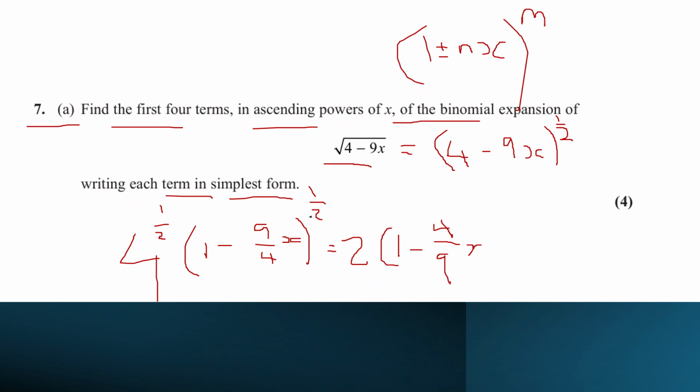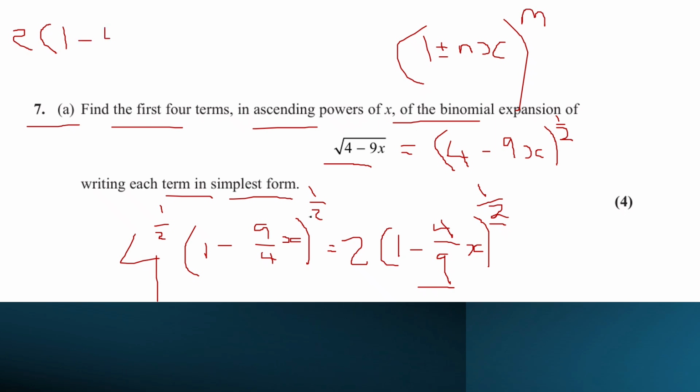Now I can use my formula booklet, which has the formula for binomial expansion, given to us in every single A-level exam paper: 1 plus or minus nx to the power of m equals 1 plus or minus nmx plus n(n minus 1) over 2 factorial times x squared plus n(n minus 1)(n minus 2) over 3 factorial times x cubed plus dot dot dot. So let's put it up here so we've got a bit more space. We have 2 brackets, 1, then minus 9 quarters x times a half, which is going to be minus 9 eighths.